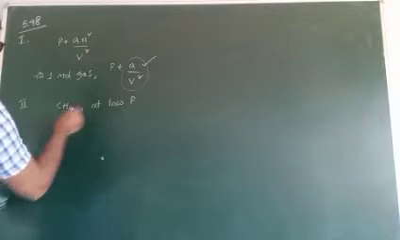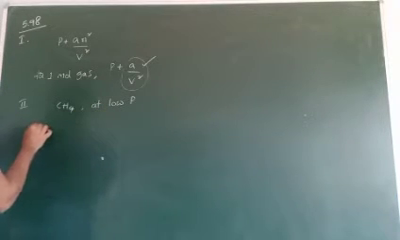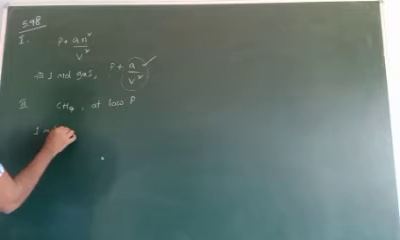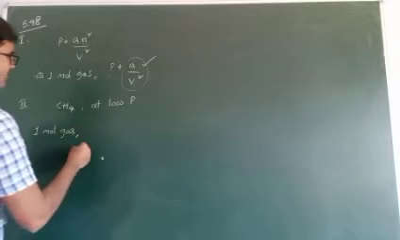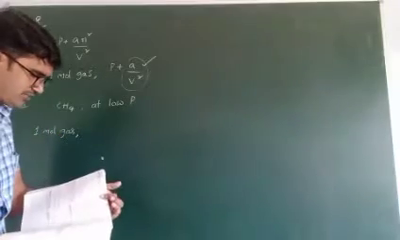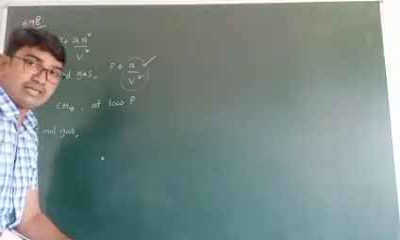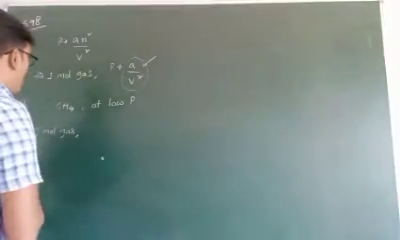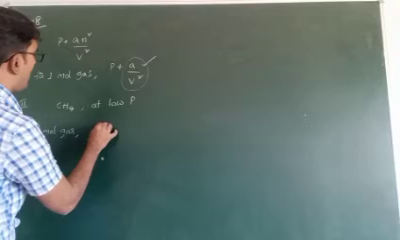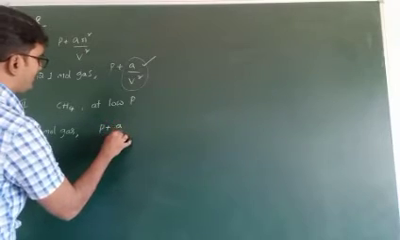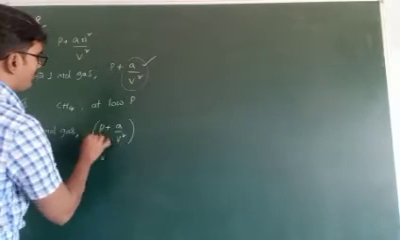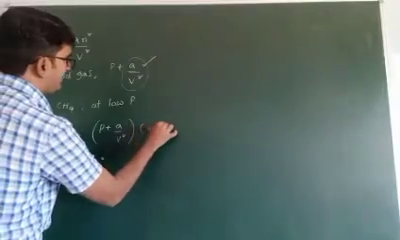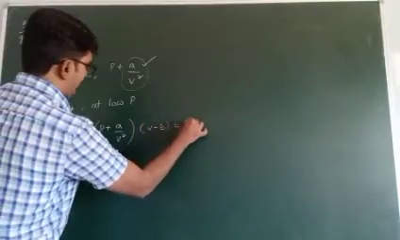But here the van der Waals gas equation is also maintained at 1 mole of gas, because in the 4 options small n is not mentioned. So for 1 mole of gas, what is the formula? P plus a by V square into V minus b is equal to RT.